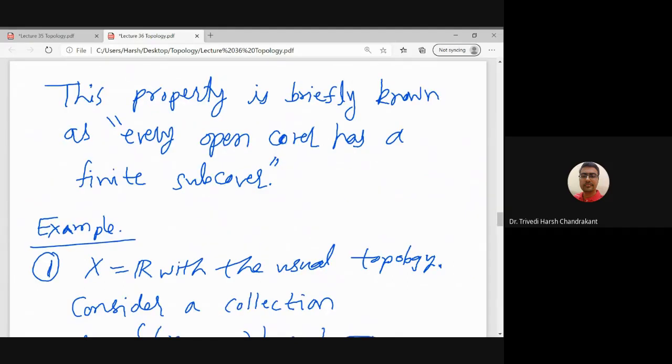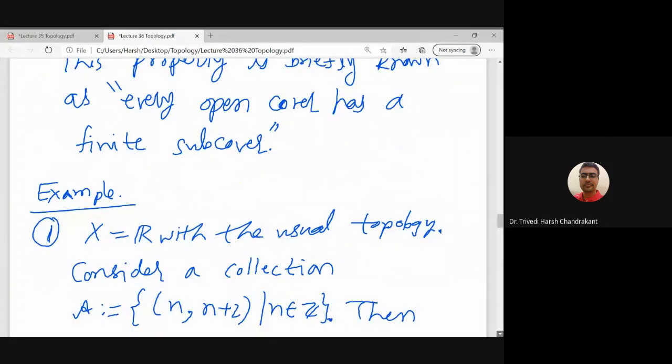So let us see some basic examples. The first example is X equal to R with the usual topology. Since compactness depends on the collection of open sets, the topology we select is very important. So here in this first example, X equals R with the usual topology, meaning the standard topology on R.